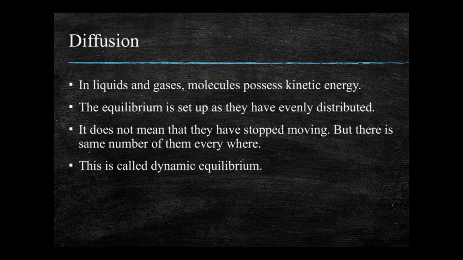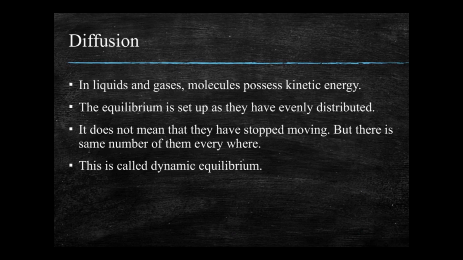In liquids and gases, molecules possess kinetic energy. Why is there flow of molecules from one region to another? It's because kinetic energy is concerned with the movement of particles. When the kinetic energy in the particles is greater, the molecules will definitely move faster. When there is a higher concentration of water molecules or any other particle in any area, they will move from one area to another due to possessing that sort of energy.